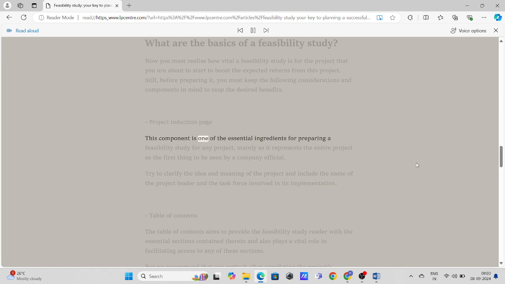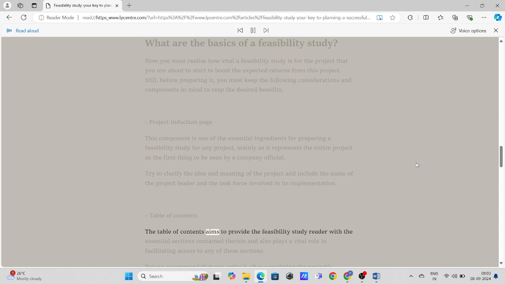This component is one of the essential ingredients for preparing a feasibility study for any project, mainly as it represents the entire project as the first thing to be seen by a company official. Try to clarify the idea and meaning of the project and include the name of the project leader and the task force involved in its implementation. Table of contents.